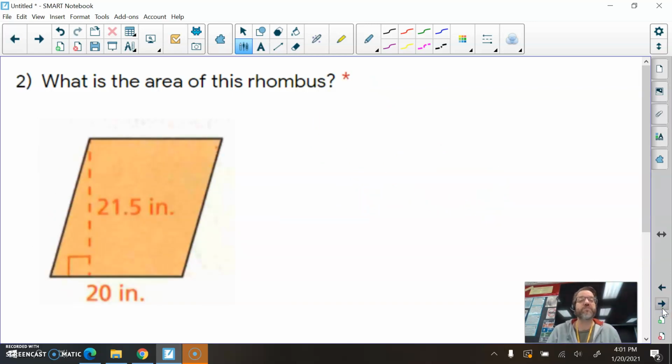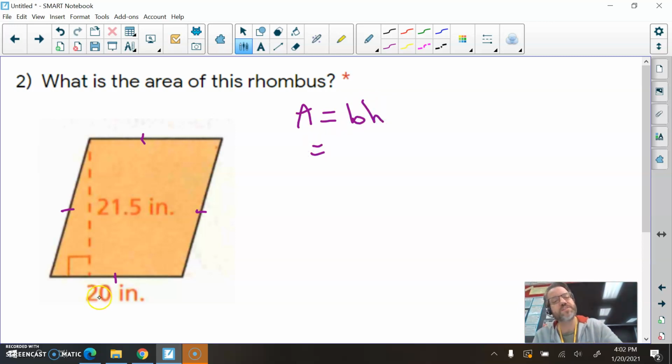All right, number 2. What is the area of this rhombus? Well, a rhombus is just a parallelogram. It's a special parallelogram where all of the sides happen to be congruent, meaning they're all the same length. But it doesn't really matter because a rhombus is a parallelogram. So we still use the same formula that we used on number 1, area equals base times height.